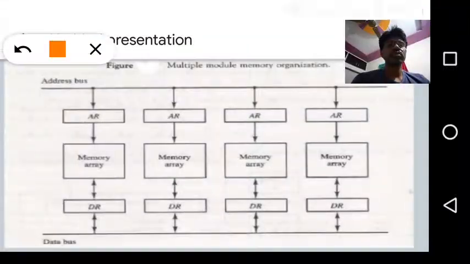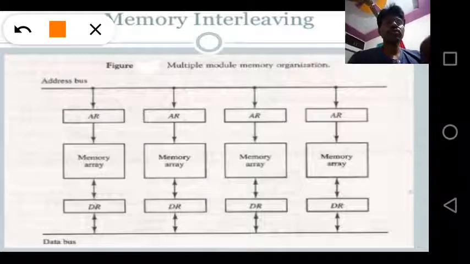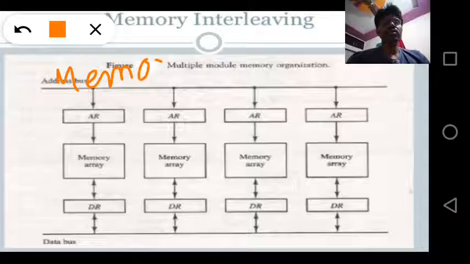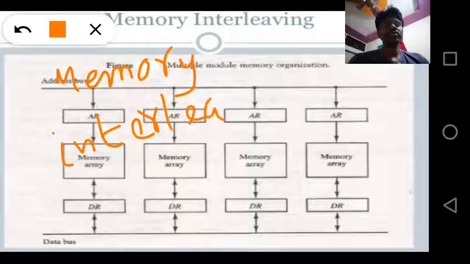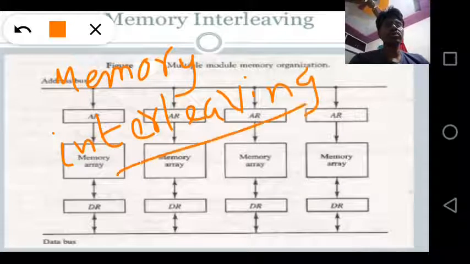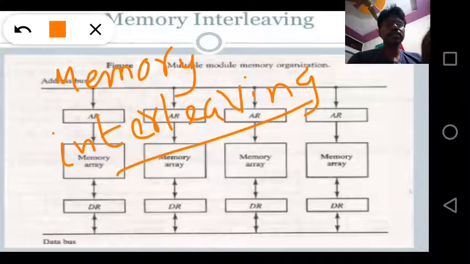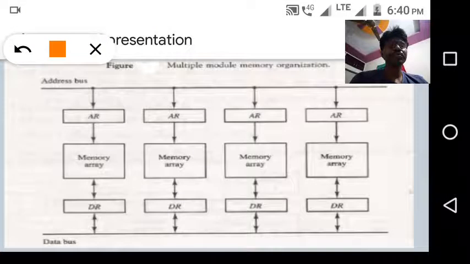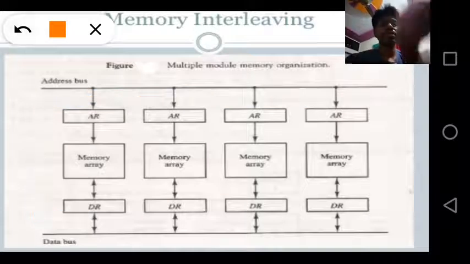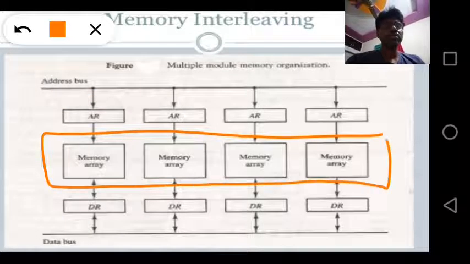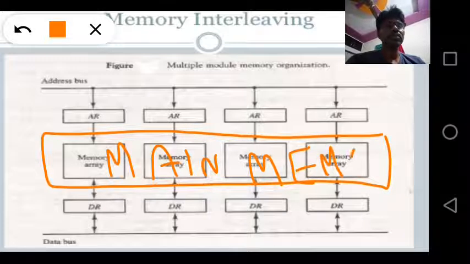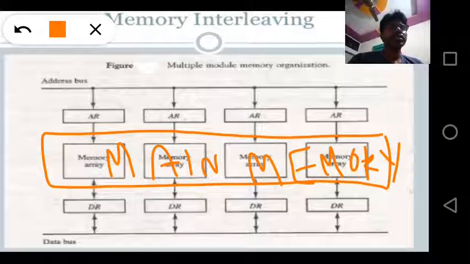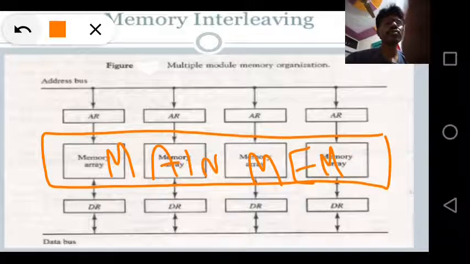So all of you know about memory interleaving. The memory interleaving says that if I have a memory, let's assume this is my main memory, and this main memory has been divided into four parts.